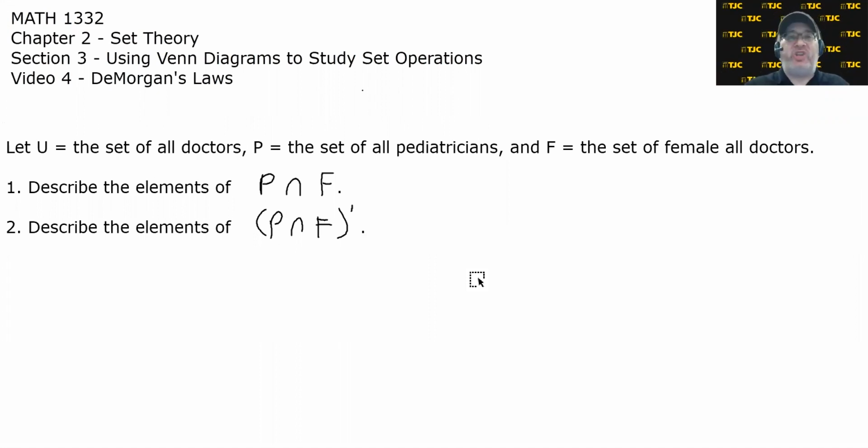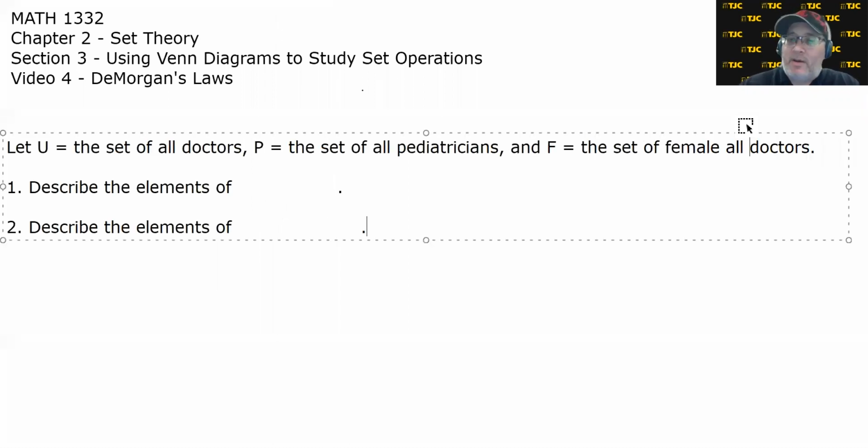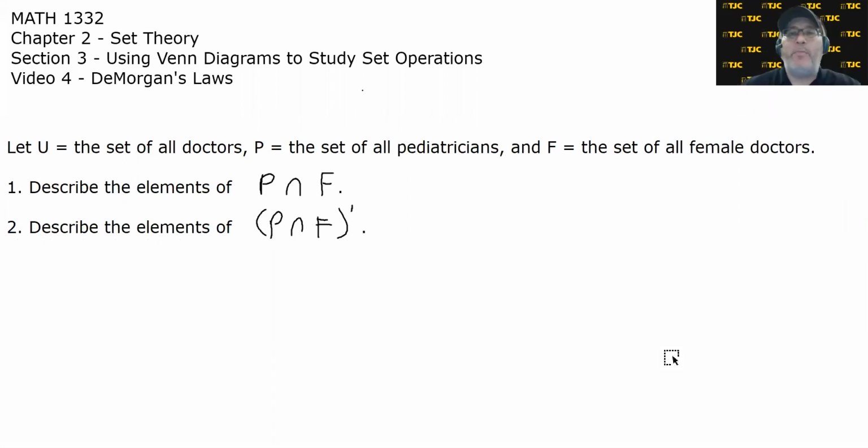So I've got a situation set up here that's similar to one from a previous video. We're going to let U be the set of all doctors. We're going to let P be the set of all pediatricians, and F be the set of all female doctors. Excuse me, some bad grammar there. I put the word all in after the fact. I just put it in the wrong place. All right, so U is the set of all doctors, P is the set of all pediatricians, and F is the set of all female doctors.